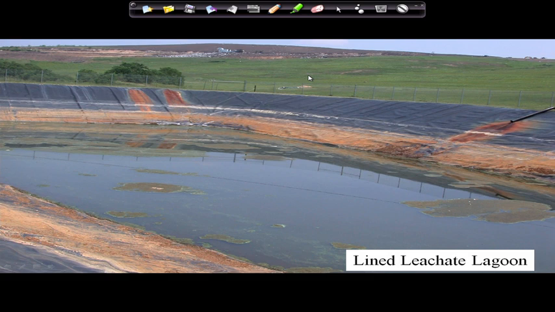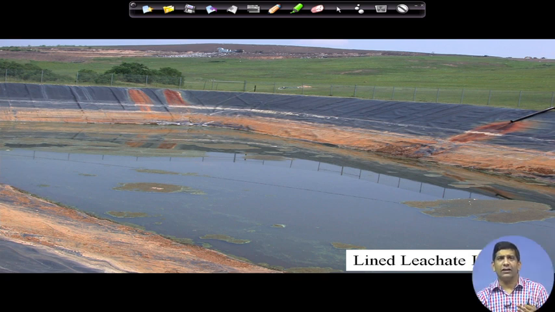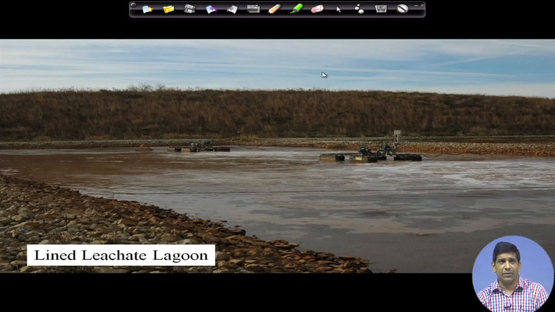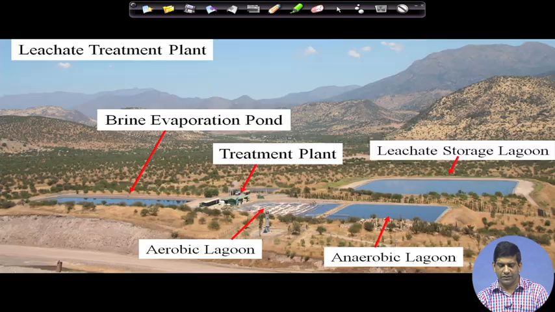Lined leachate lagoons are also used, where you put the leachate in the lined lagoon and let it evaporate, so you have more concentrated leachate to deal with. Here is another picture of a lined lagoon. There are places where aeration is also done. This aeration breaks down the organic matter as well, because aerobic reactions take place.